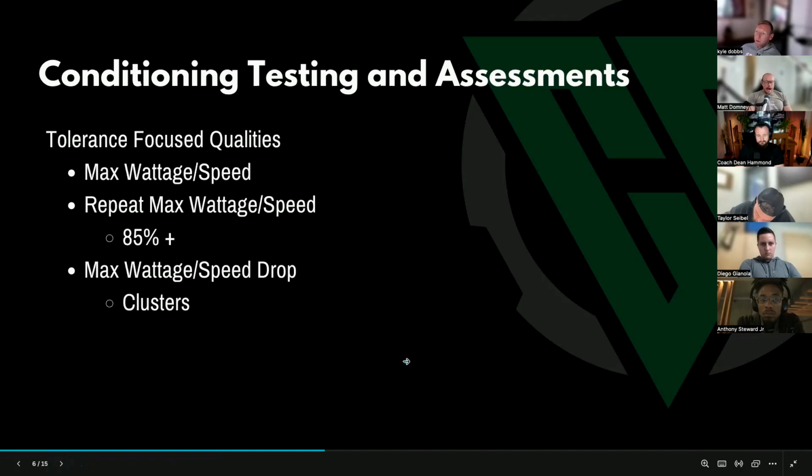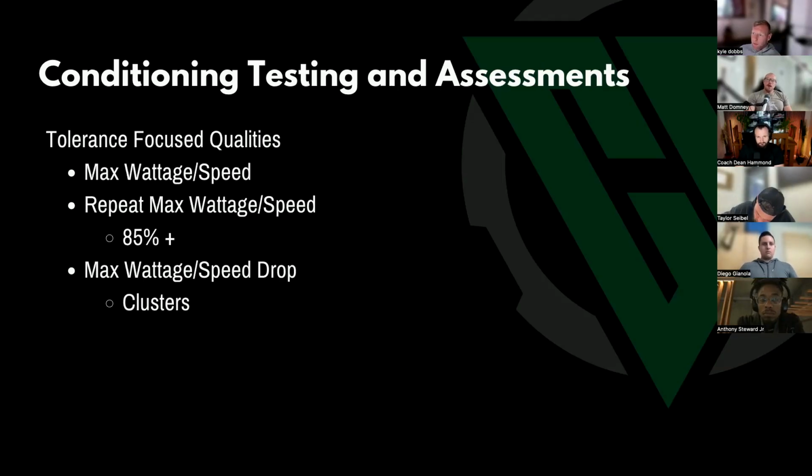So tolerance-focused qualities I'm looking at from a conditioning perspective: max wattage or speed or velocity, whatever you want to call it, depending on the modality they're using. If somebody doesn't have a selected activity, like they're not a runner or a rower, or just a road cyclist, I will typically, as we mentioned before, pick a fan bike as my testing protocol modality of choice, simply because it is the least skill-dependent of everything else.